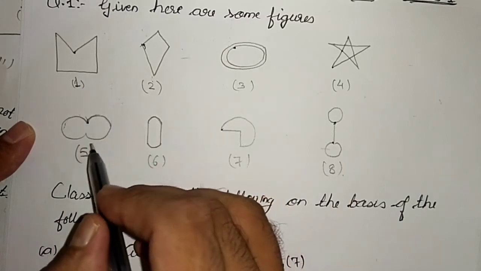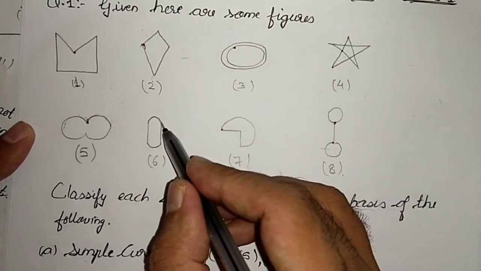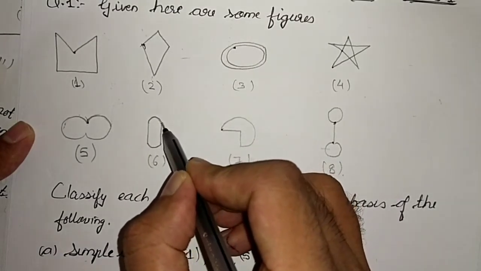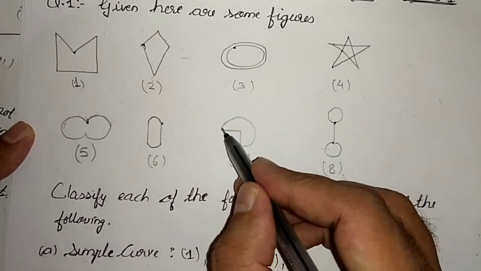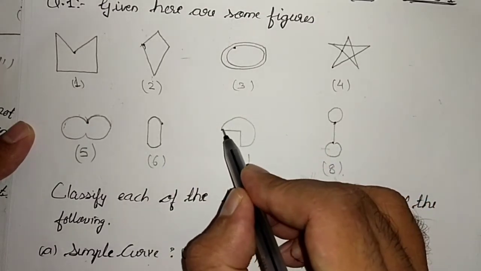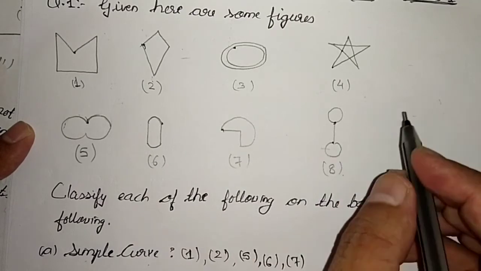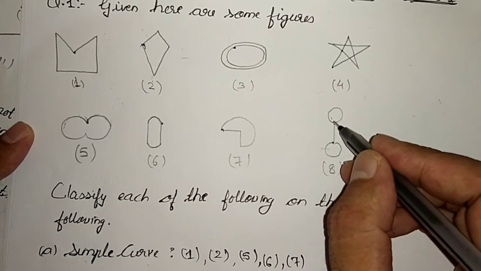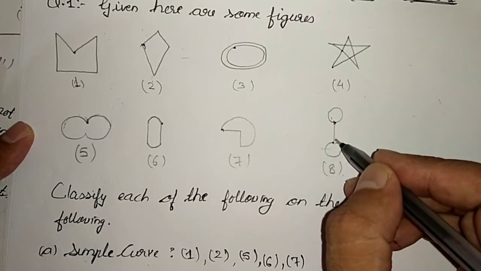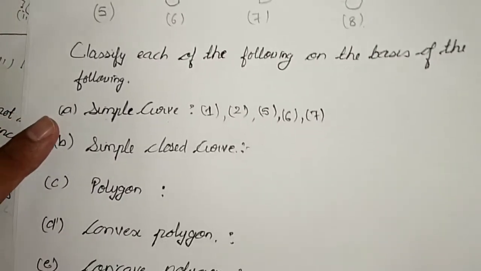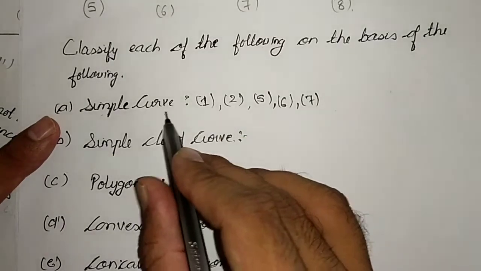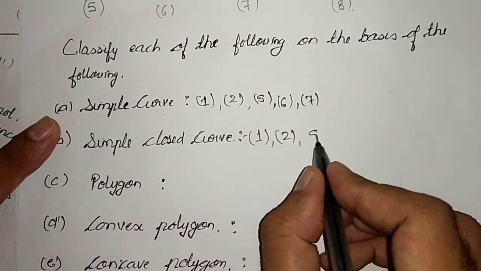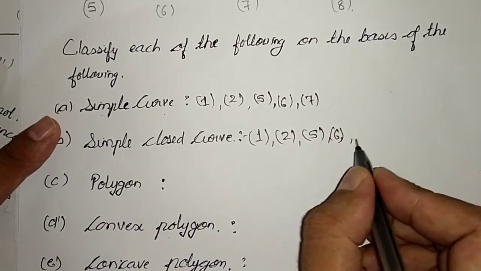So 1, 2, 5. Let us see this. Starting and ending are meeting at a single point. So this is also our simple closed curve. Same way, starting and ending are meeting at the same point. So this is our simple closed curve. Here, not a simple closed curve because it meets 2 times after crossing like this, and it is also crossing over. So the same way, we find which simple curves are also simple closed curves.